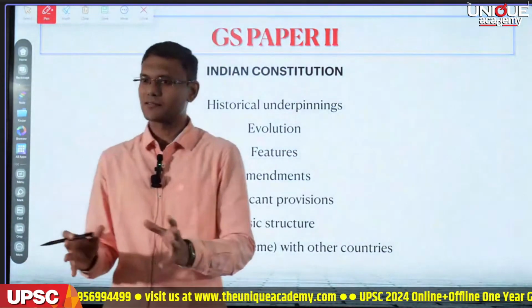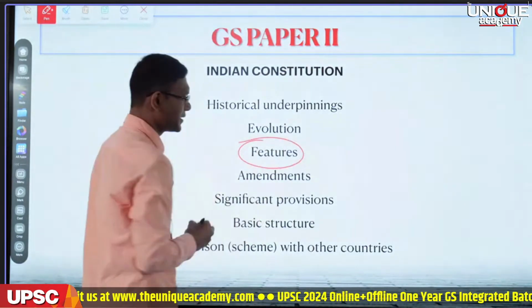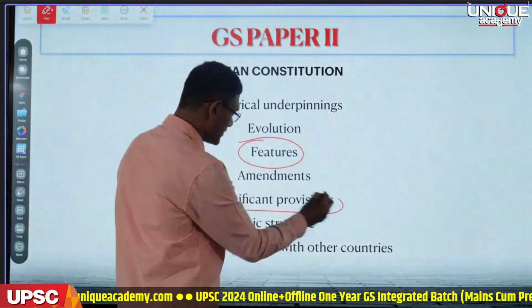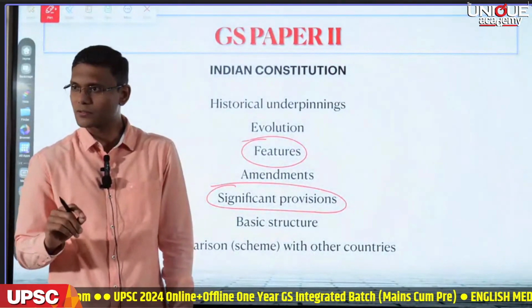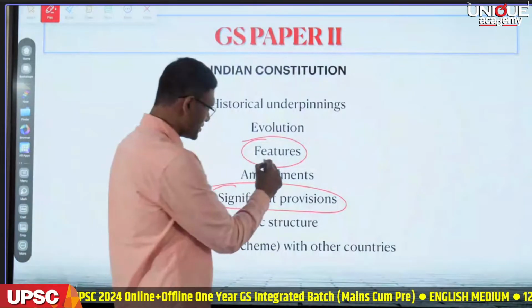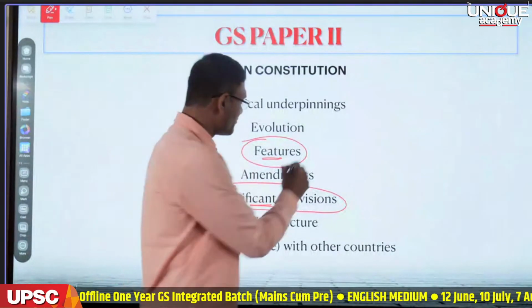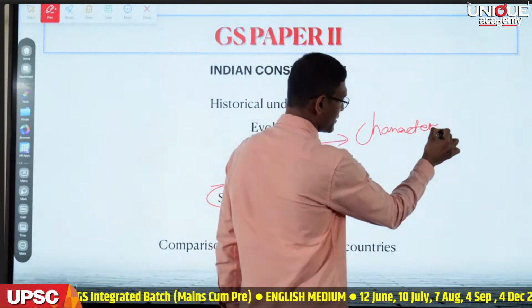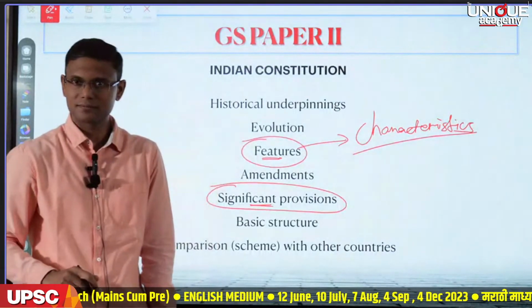Now we have the next point, or maybe words used here. Here you have something called features, and there is something called significant provisions of the constitution. Now again comes the question. How are features different from significant provisions? So features are basically characteristics of your constitution.